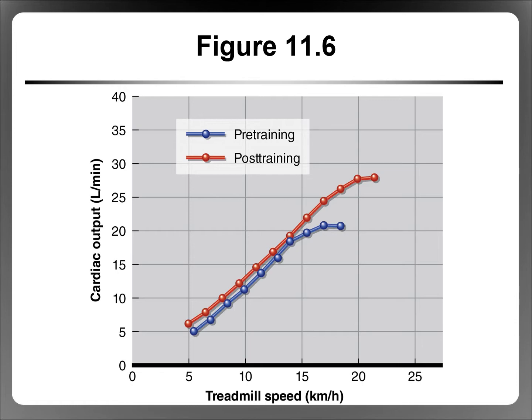Here, we can see changes in cardiac output. Again, you're tracking cardiac output at our various treadmill speeds, but due to increases in stroke volume and general fitness, you can get more cardiac output at higher treadmill speeds.